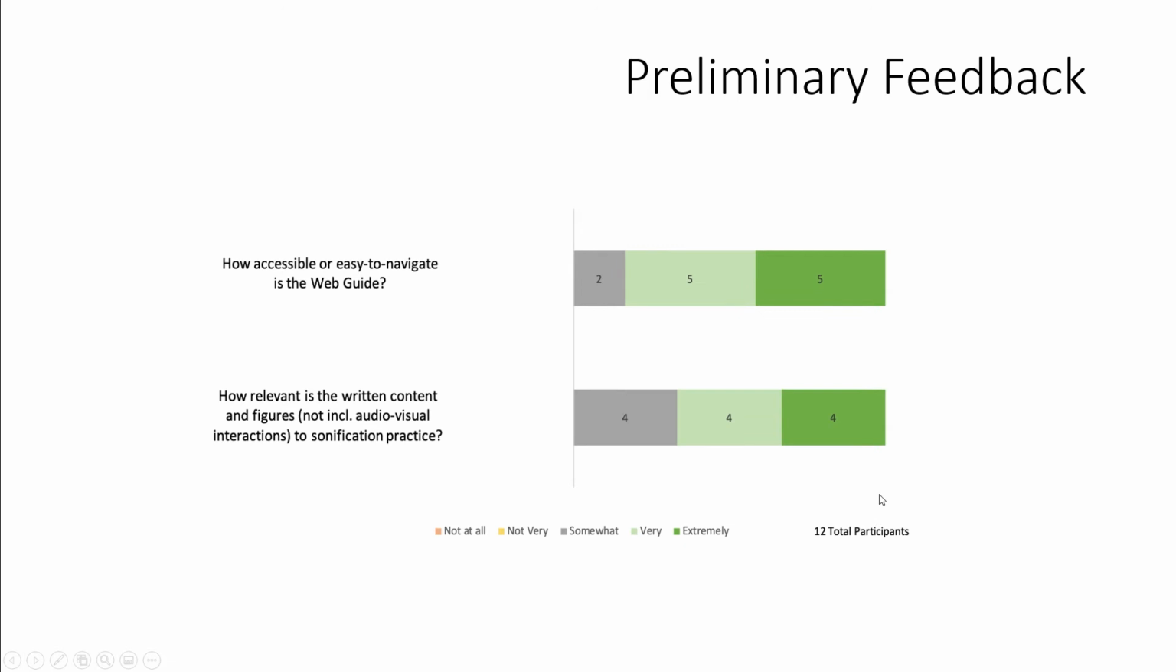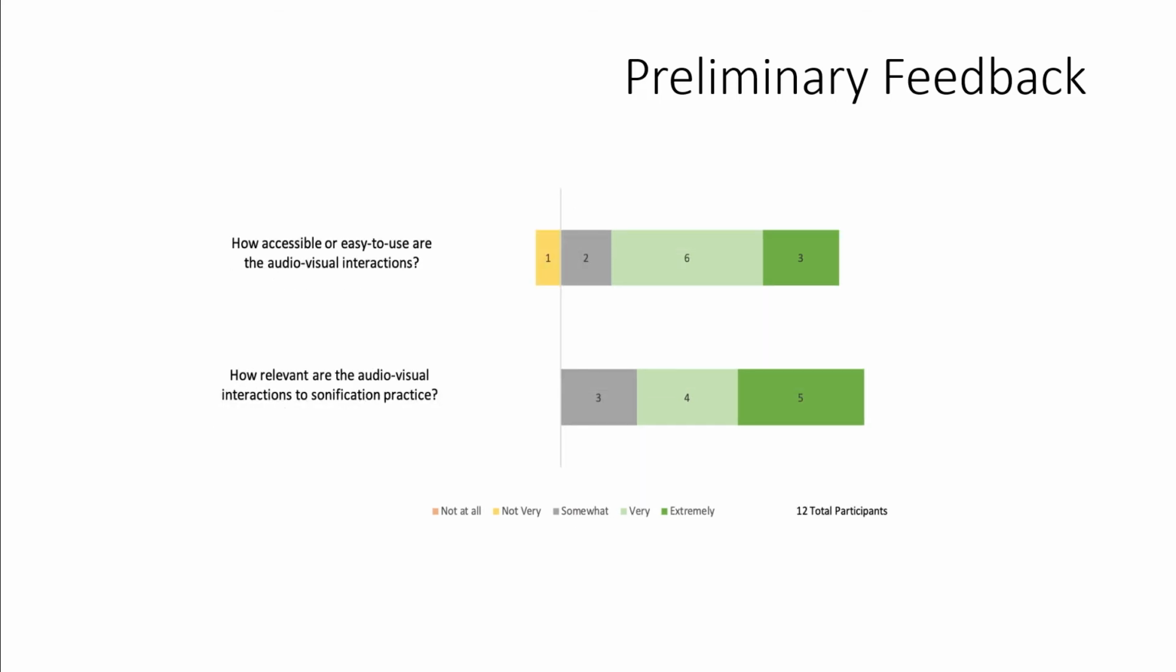The next part of the survey was really just looking at the web guide itself. So another Likert scale, but this time asking how accessible or easy to navigate the web guide is. We got a strong positive response there. How relevant is the written content and figures? And again, another strong response here. So people were happy with what was in the guide, and that it was relevant and easy to understand.